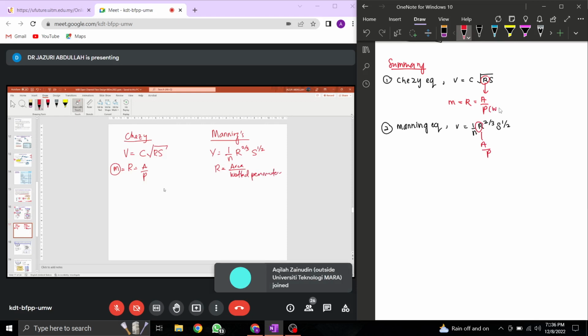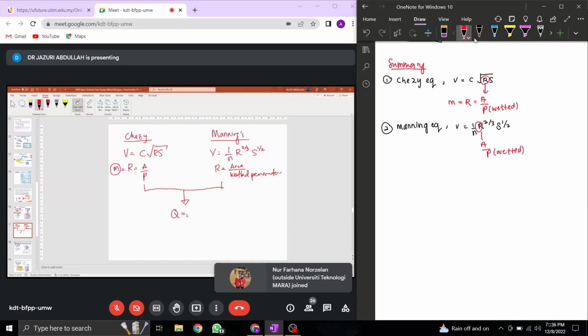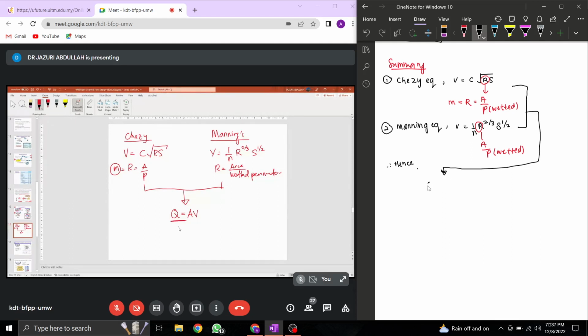Okay, so based on these two equations, kita boleh calculate what is the Q of the channel ataupun apa saja shape of the channel yang diberikan. Kalikan dengan area, Q equal to A kali V, akan dapatkan dia punya discharge. Okay, so basically normally kita akan calculate as the Q maximum. So that is the maximum carrying capacity of the channel itself.